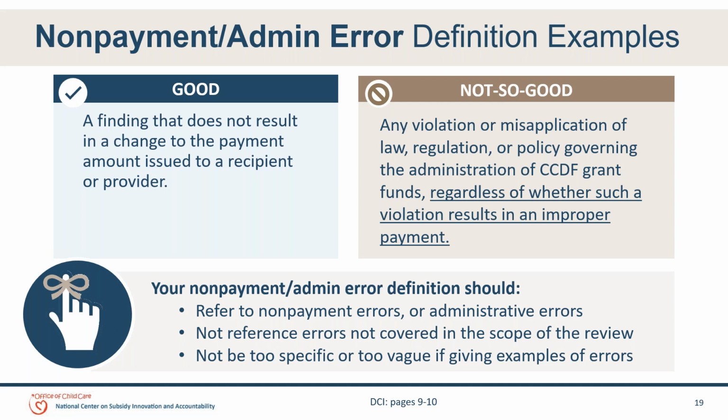Let's take a look at a not so good example. Any violation or misapplication of law, regulation, or policy governing the administration of CCDF grant funds, regardless of whether such a violation results in an improper payment. The problem with this definition is in that last part, the underlined part, where it says regardless of whether such a violation results in an improper payment. This would make a good general error definition, but it's too broad. It's not specifically about administrative errors.